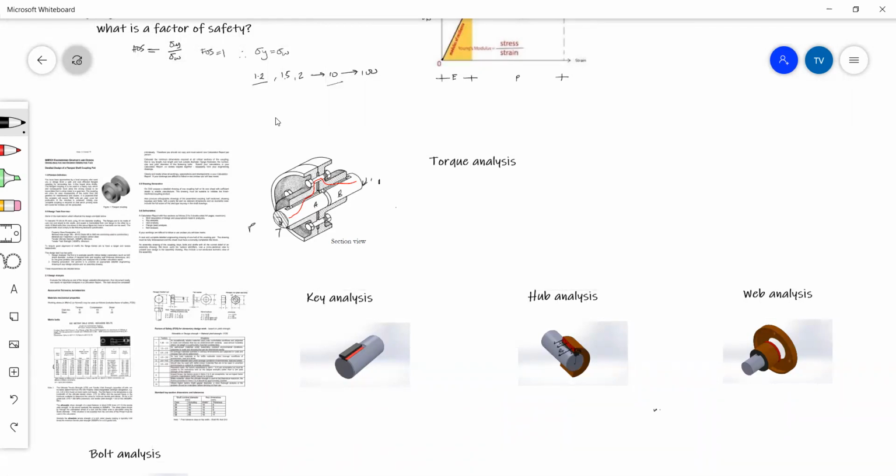The reason for that is because that is the order of the load path. So the load is originating from the center of the shaft, and it goes from the shaft to the key, from the key to the hub, from the hub to the web, from the web to the bolt, and then out the other side to the center of the second shaft that we're trying to move.